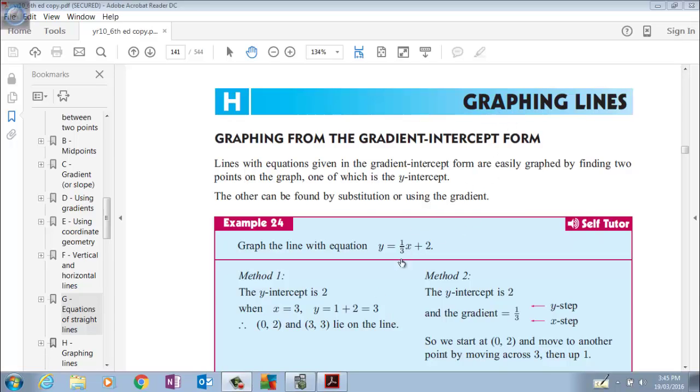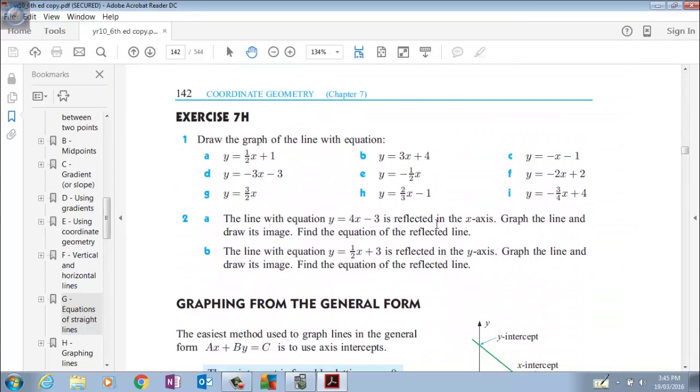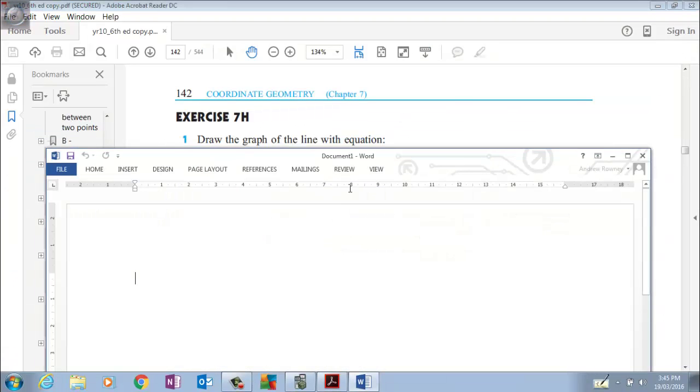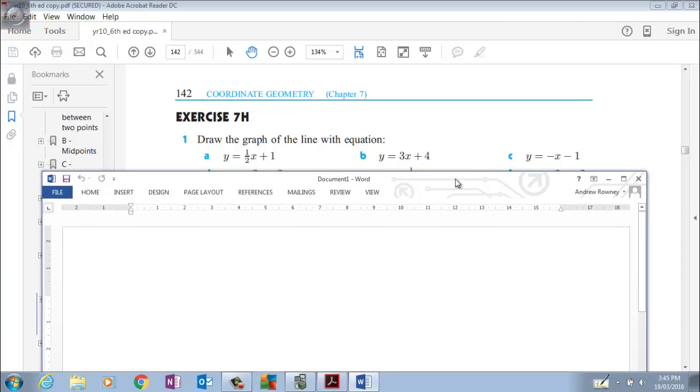Now we're going to look at graphing lines. First of all, we'll look at the slope-intercept form. We have to graph the line of these. So I'll do the first one. We have to do half x plus 1.